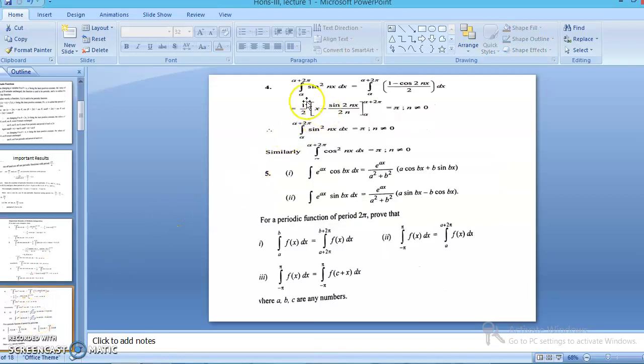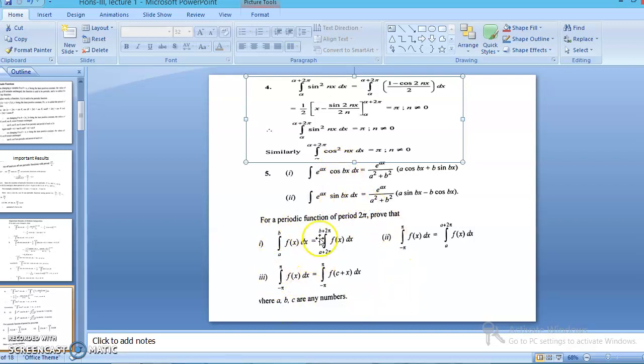Another result is that the integration of the function sine square nx from alpha to alpha plus 2 pi is pi, provided n is not equal to 0. Similarly, the integration of the function cos square nx dx is pi for n not equal to 0. We have some other results which we require further in solving the Fourier series of a function. Integration of these two functions is required.